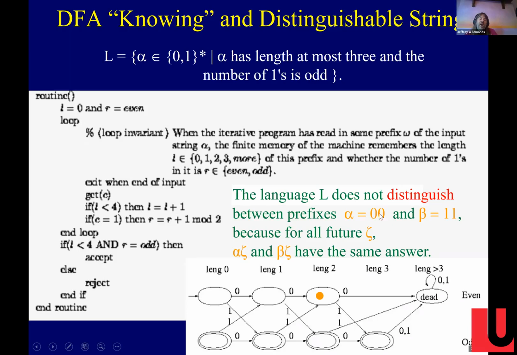But in this case, if what we've read so far is 0, 0 or 1, 1, the language cares about how many characters there are. Those two strings have the same number of characters, so it doesn't care about that. And the language cares about whether the number of ones is even or odd. With 0, 0, the number of ones is 0, which is even. And with 1, 1, the number of ones is 2, which is even, right? So it doesn't care between those two strings.